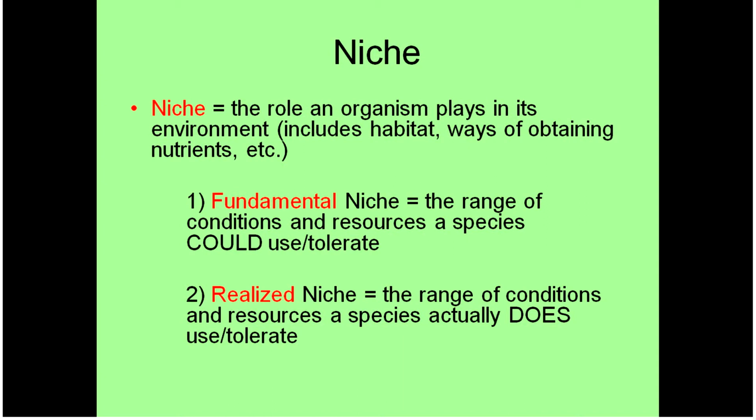We can define the niche in two ways. We have a fundamental niche, which is going to be the range of conditions and resources that the species could use or tolerate, whereas the realized niche is going to be what they actually do use and tolerate. So for example, could humans eat worms? Yes, we could eat worms. It would be disgusting. It would be slimy. It would not taste good. But technically, we could digest them and use them for food, so they're part of our fundamental niche.